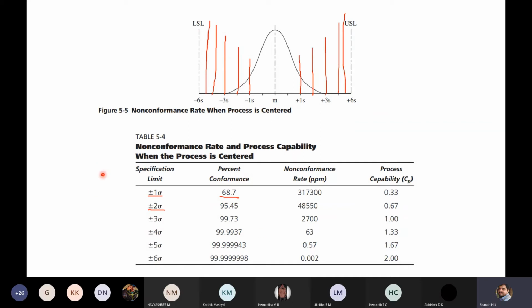So here, if you consider plus or minus 1 sigma, we can get 68.7% of the total produced products, as standards.